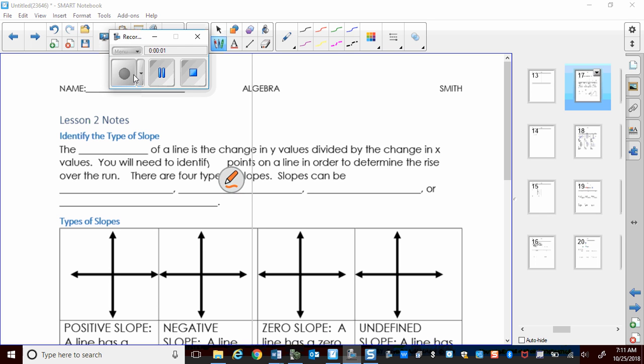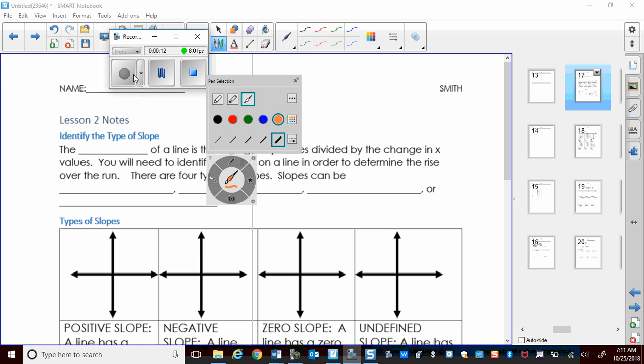Lesson 2 in Unit 4 for linear equations. We're going to look at slope. I want you to be mindful of something. Be mindful of the slope-intercept equation.